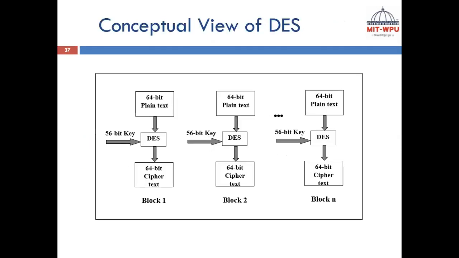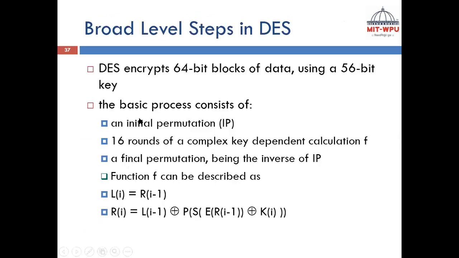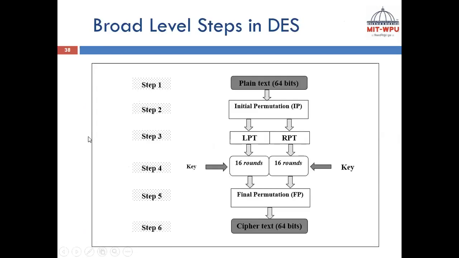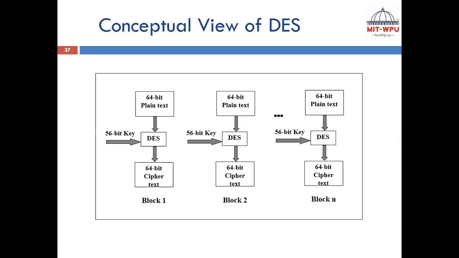Conceptually, the visual shows a 64-bit plain text input. Then there is the algorithm called DES, which is a block cipher. Then we have a 56-bit key, and then we get a cipher of 64-bit output.